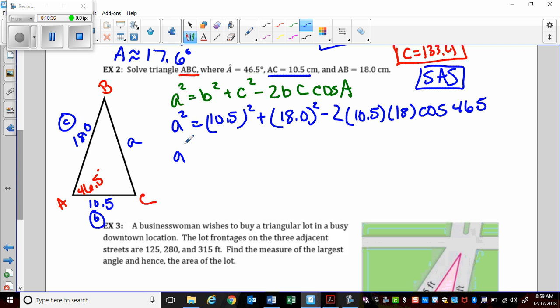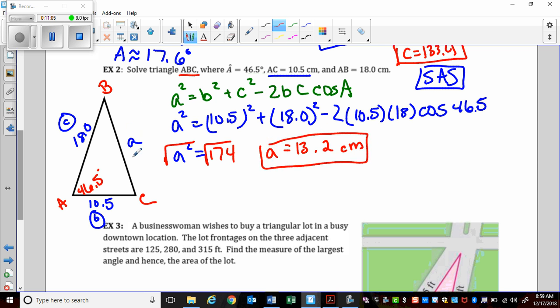So A squared equals, when I plug all of this in exactly with the parentheses and everything into my calculator, try it out. I think we get 174. And so we have to take the square root of both sides to get A by itself, and that means A is equal to 13.2, and my units are centimeters. So we're going to write that in here, 13.2 centimeters.